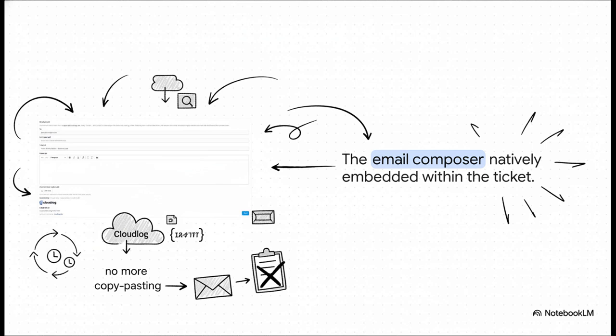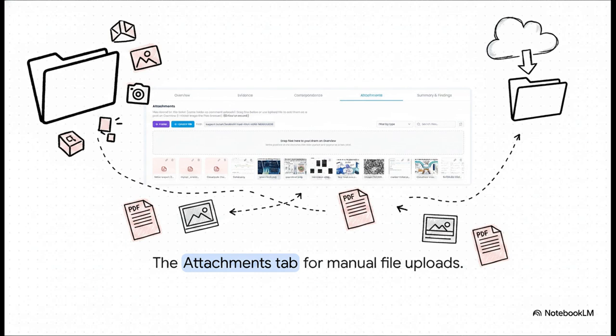So no more copying and pasting emails into ticket comments. But what about things that aren't native system data? Don't worry, we've got you covered there too, using the Attachments tab. While system evidence is captured automatically, you can still effortlessly drag and drop external PDFs, customer screenshots, or architecture diagrams right into the same unified record. The whole shebang lives in one beautifully organized place.